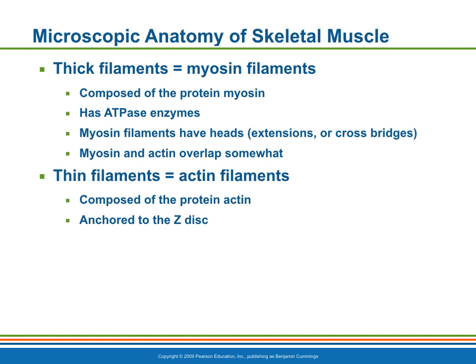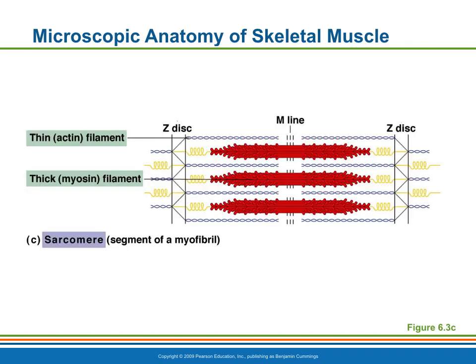These projections, or myosin heads, are called cross bridges when they link the thick and the thin filaments together during contraction. The thin filaments are composed of the contractile protein called actin, plus some regulatory proteins that play a role in allowing or preventing binding of myosin heads to actin. The thin filaments, also called actin filaments, are anchored to the Z disc, which is a disc-like membrane. Here you can see the structure of the thick and thin filaments found in the sarcomeres.